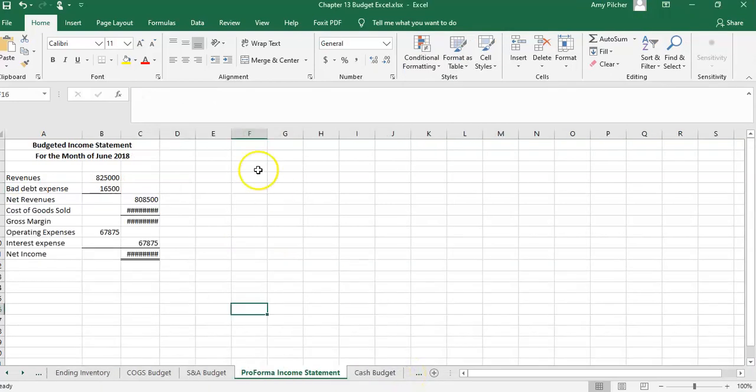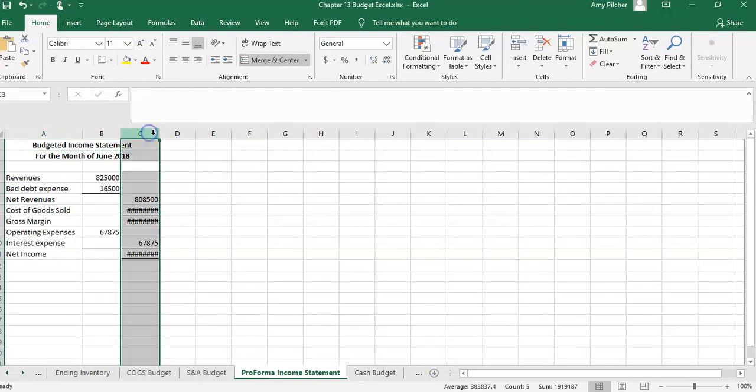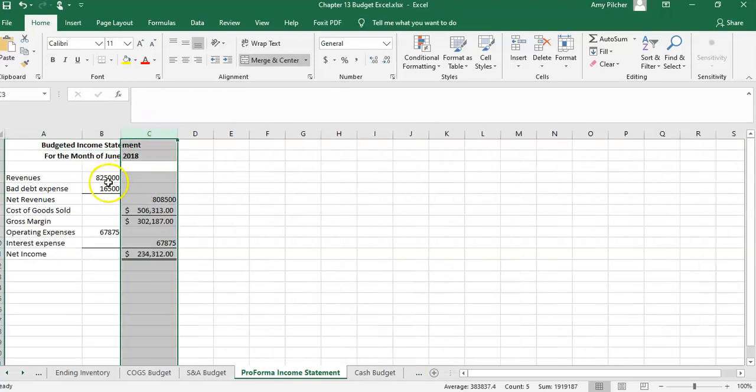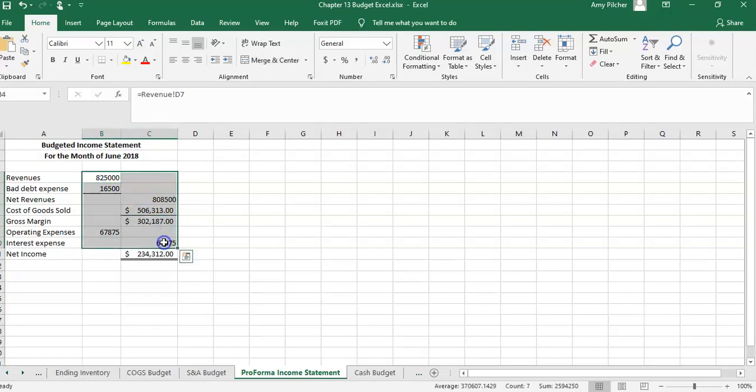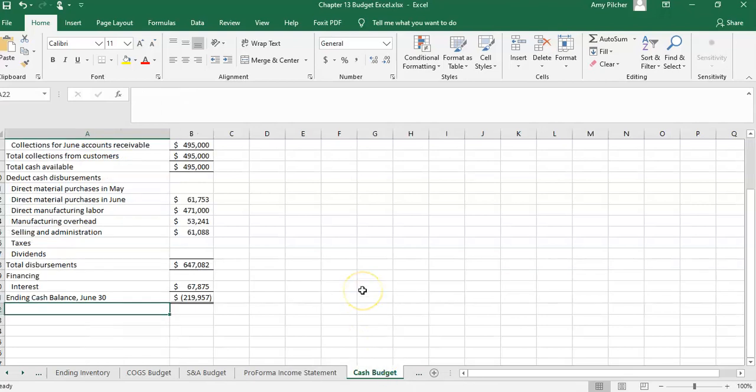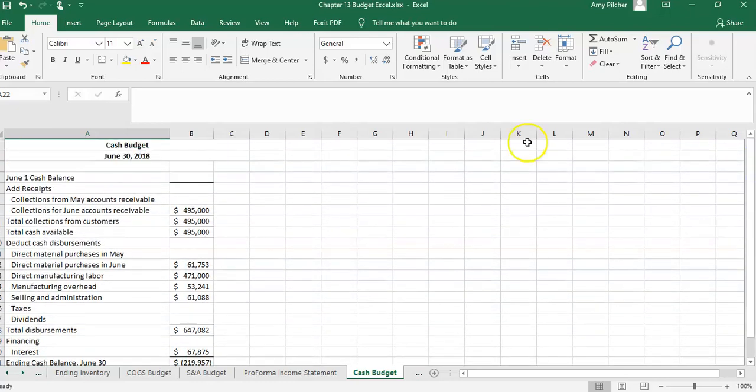Once we have all of those budgets done, we can create our budgeted income statement with the information from the previous budgets. Once we have a budgeted income statement, the next is the cash budget, where we look at what are our cash receipts and what are our cash expenditures.